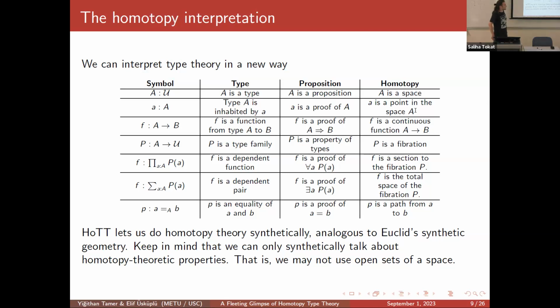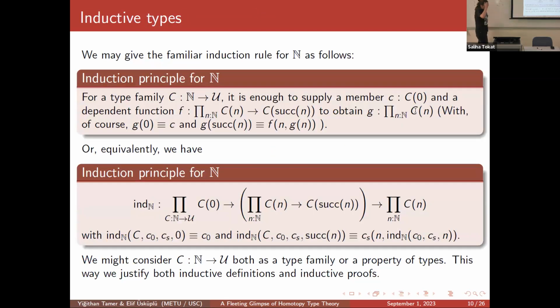Like, no open sets. Right, so we all know natural numbers, and we all know induction on natural numbers. So in homotopy type theory and in Martin-Löf type theory in general, we basically generalize that notion. So we have what is called an induction principle. I'm not going to go over that one for time constraints. So we have an element of this type, right? And this is basically what it says.